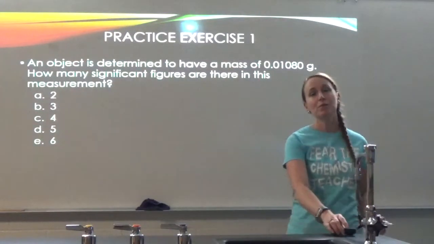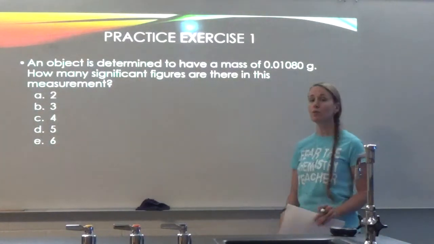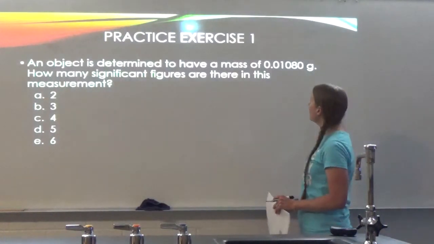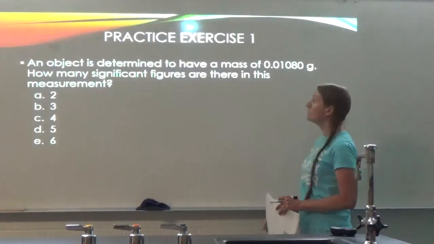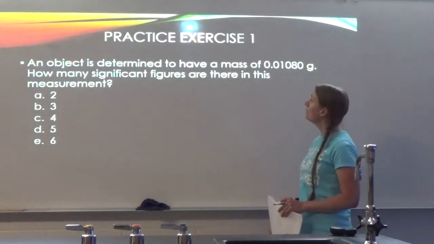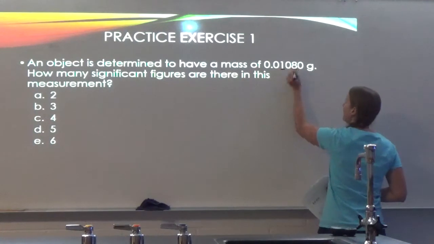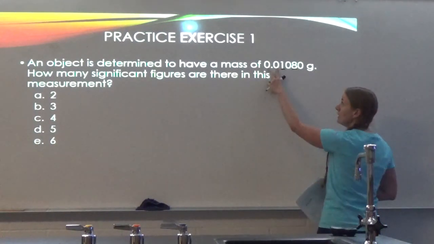So remember, anytime you want to pause and try any of these on your own, that's a great idea. It says an object is determined to have a mass of 0.01080 grams. How many significant figures are there in this measurement? Okay, well we know the 1 and the 8 are significant. These are front zeros. Front zeros are before the significant figures.